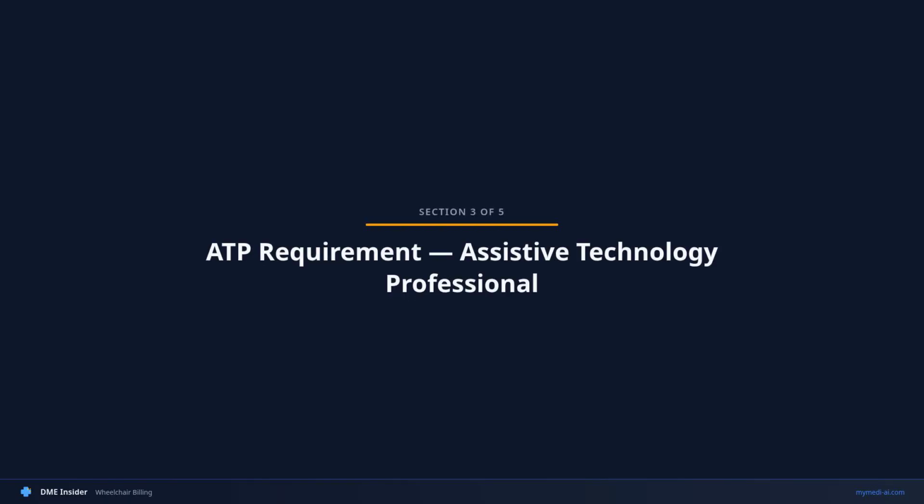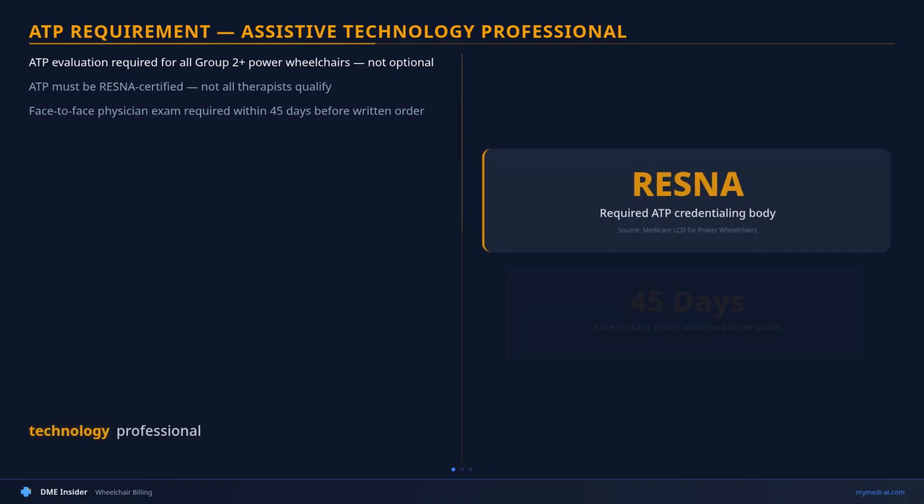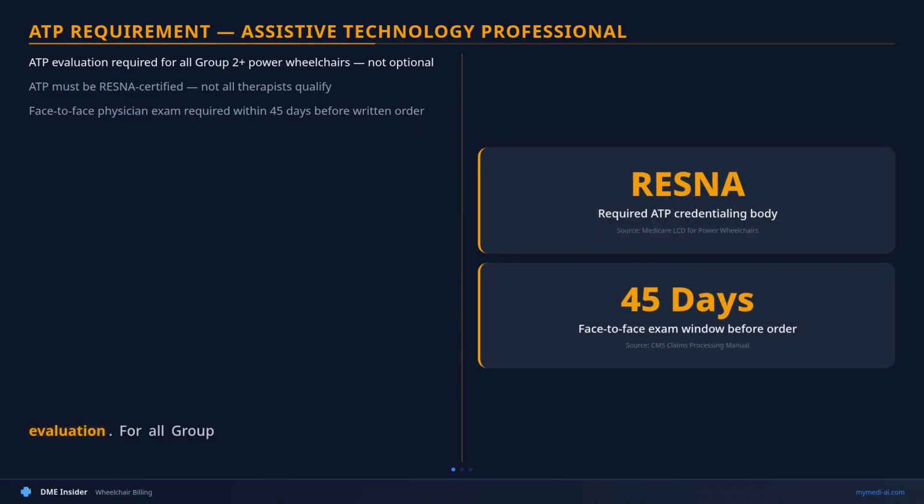Section 3. The ADP Requirement, Assistive Technology Professional Evaluation. For all Group 2 and higher power wheelchairs, Medicare requires an evaluation by a Qualified Assistive Technology Professional, or ADP. This is not optional, it's a coverage criterion.